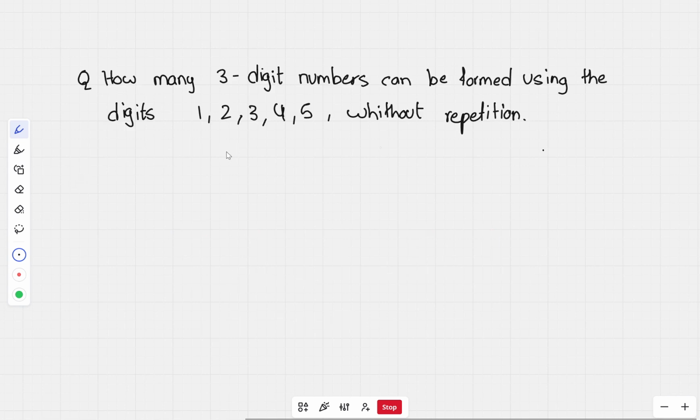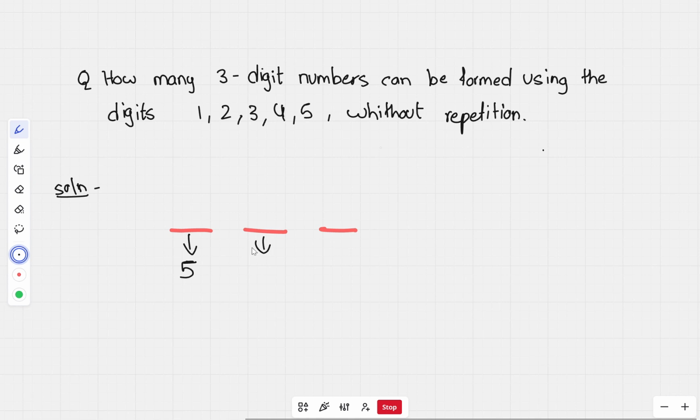Alright guys, here's a basic question. So let's solve this question. The question says, how many 3-digit numbers can be formed using the digits 1, 2, 3, 4, 5 without repetition? So yes, let's use the same method, that for 3-digit numbers we have 3 places to be filled with numbers, right? Now let's take how many ways a place can be filled. For the first place we have 5 options, because we can choose any number from these 5.